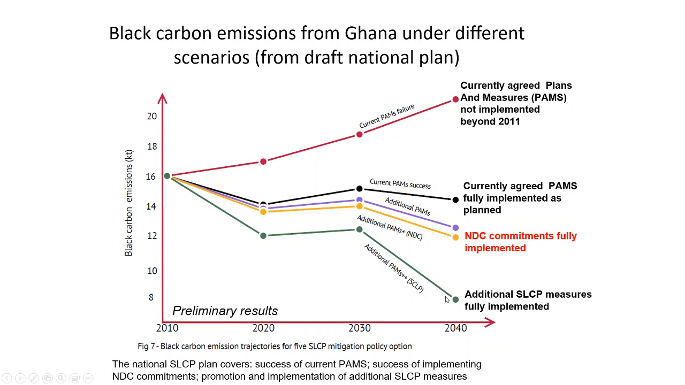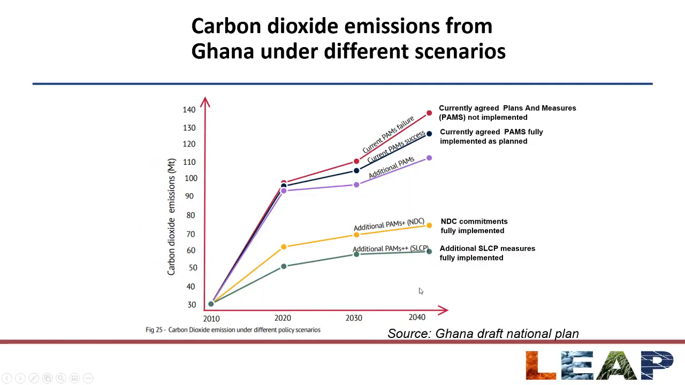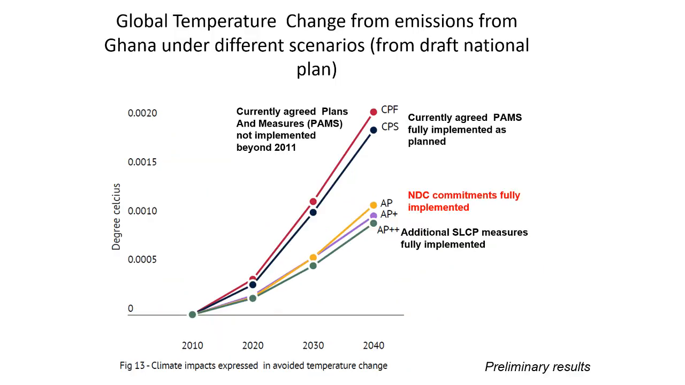And the green line shows what would happen if they took additional action on a group of pollutants called short-lived climate pollutants. So these are air pollutants and they also affect climate. So this would substantially reduce black carbon emissions. For methane, you have your baseline scenario, and this is the effect of implementing your climate change plans, and then the full implementation of all of those 15 measures. And we can see the same for carbon dioxide.